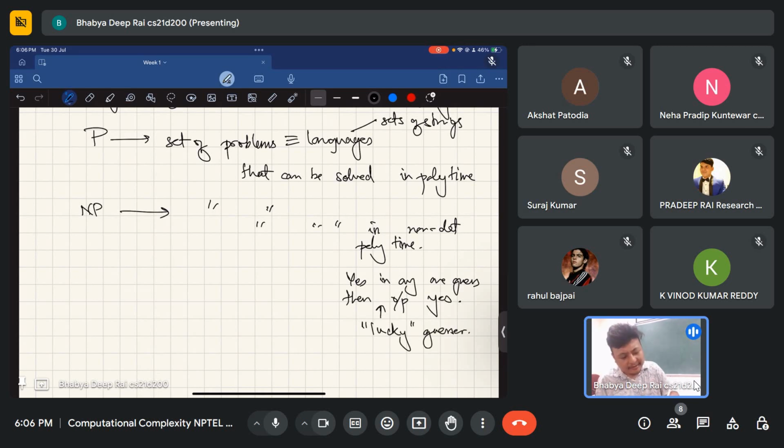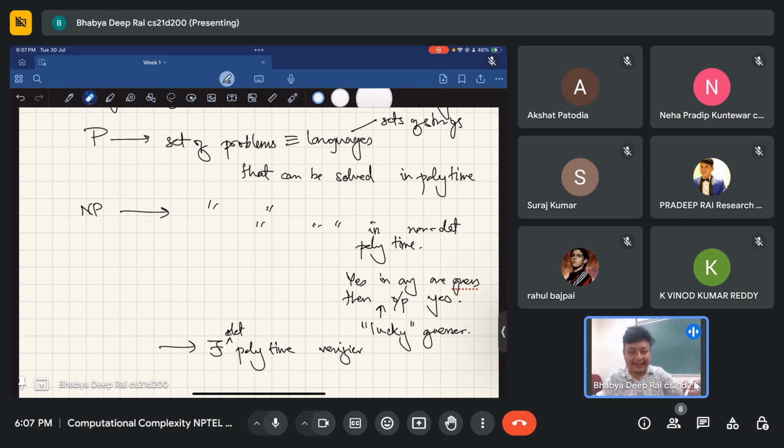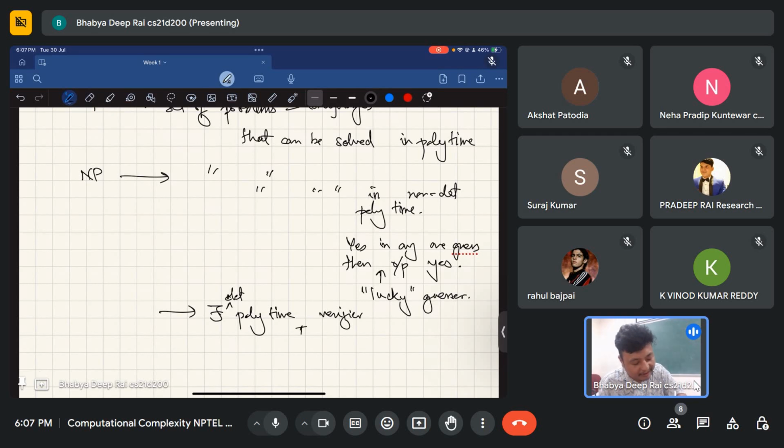Another definition is that there is a polynomial time verifier. This is deterministic. What is deterministic? It means that there is no guessing. Once you are given a particular step, you can always tell what the next step of the Turing machine, the next step of the algorithm, is. A polynomial time verifier Turing machine, such that given a certificate, we can verify membership.